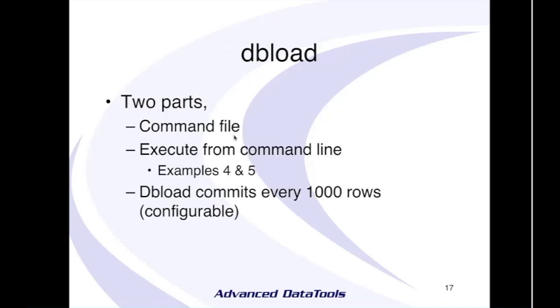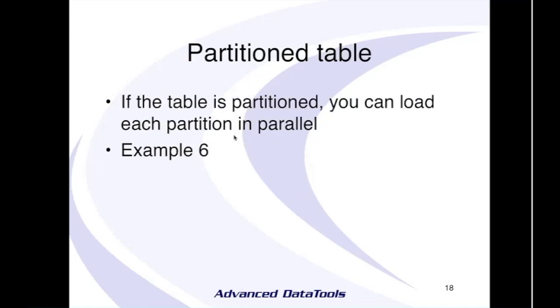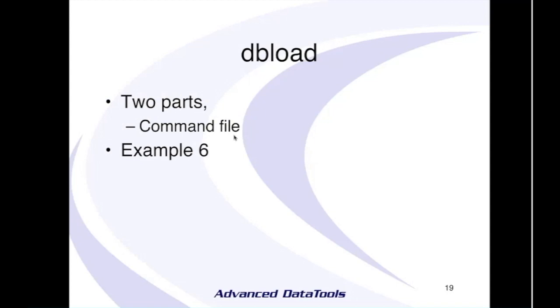Okay, dbload has two parts. One is a command file, which can be pretty complicated if you want, and then the execution that you do from the command line. It commits rows every 1,000 rows, although that is configurable at the command line. Oops, let's go back. So let's have a look at that.